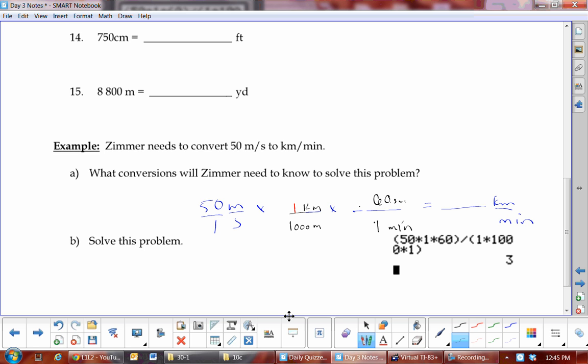So the answer is 2. So it's always multiply all the tops, divided by, bracket all the bottoms. Is that cool? Yep.